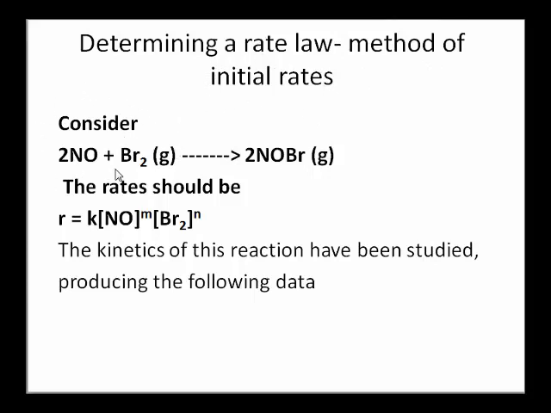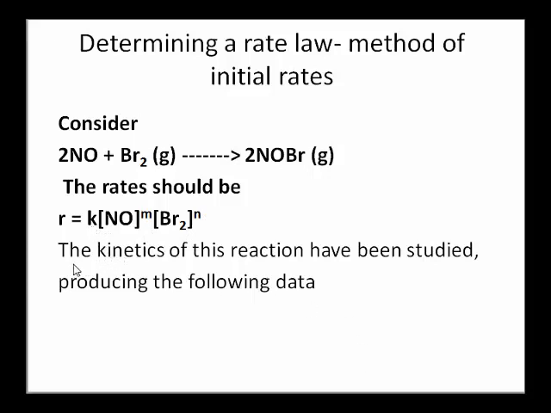Right, let's consider a case in which there are two reactants. 2 NO and bromine gas react to make 2 NOBr. The rate should be R equals K times NO to the M and times bromine to the N, where M and N are the exponents, numbers that define the order with respect to each reactant, and K is the rate constant.